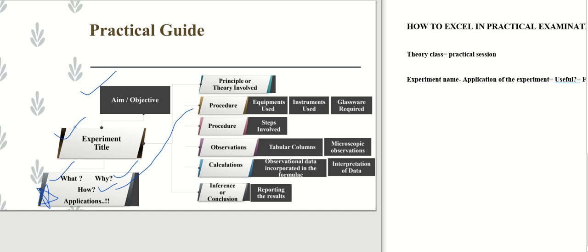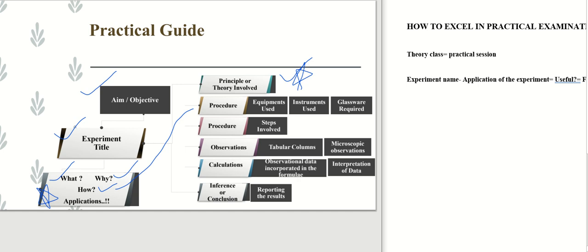Do always remember, if you are appearing for any practical examination, it is not just the procedure that is important, it is the principle or the theory involved in each experiment that is the most important point. Next is the principle involved or the theory involved. What is the actual theory involved in that particular experiment? And if that experiment involves any formula, that has to be discussed in this part.